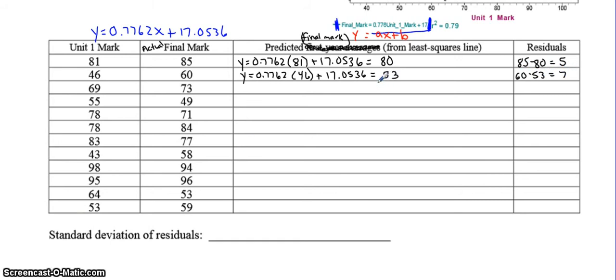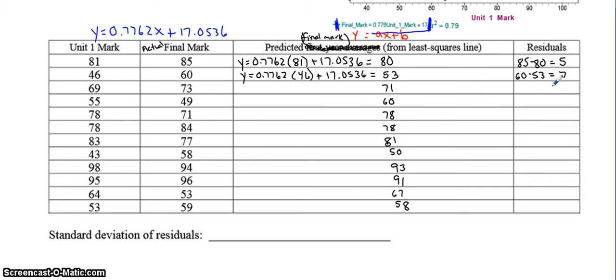If we continued this, this person's predicted mark would be 71. This person's predicted mark would be 60. This one would be 78. This one would also be 78. This one would be 81. And then 50, 93, 91, 67, and 58.